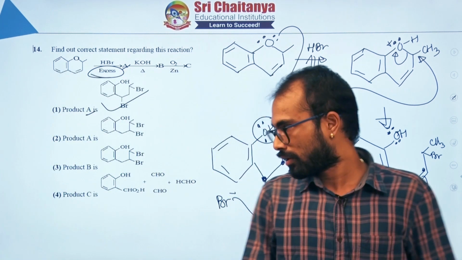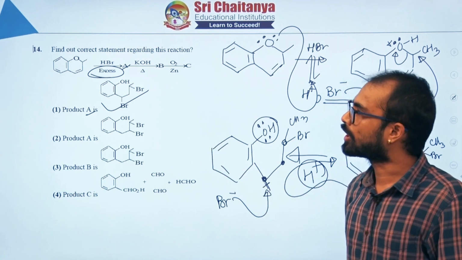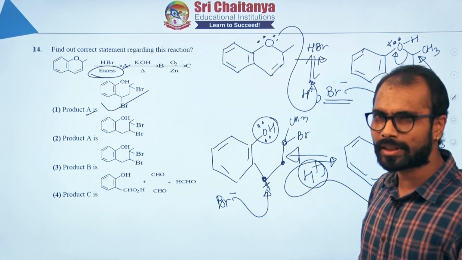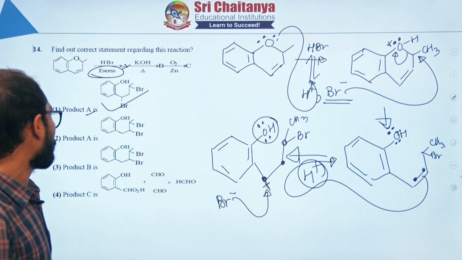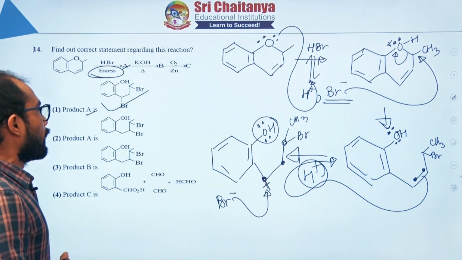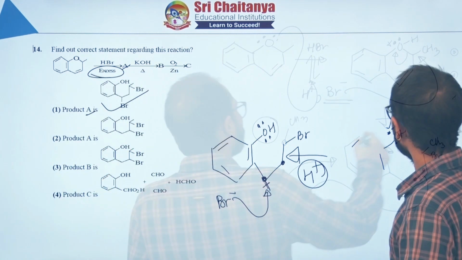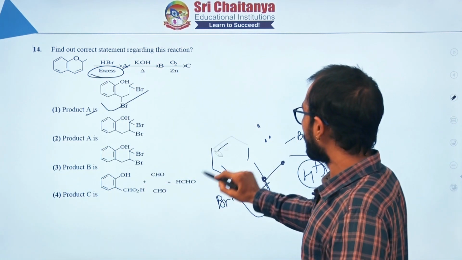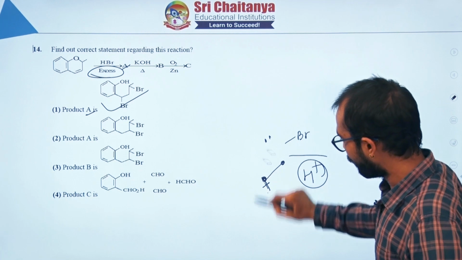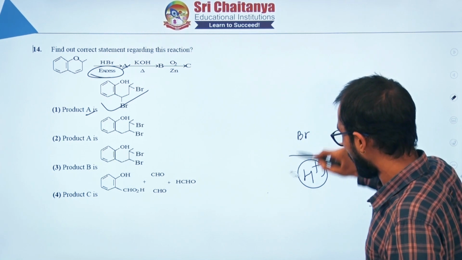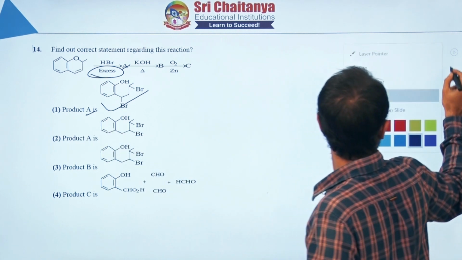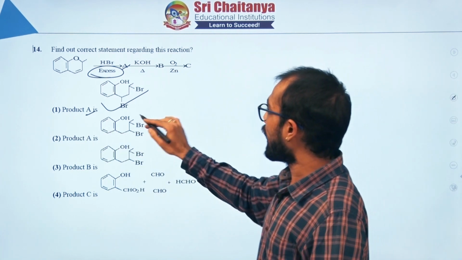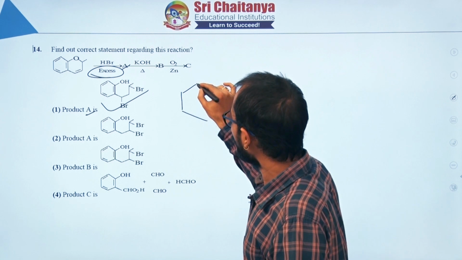A is this particular compound, which is my option number 1, and since it is a single choice correct, I will not see the other options, but if you want to check, you can check the other options as well. Let us say for example, here I will simply start from the A, which I have already obtained. Now, this A is this particular compound, which you can see here.